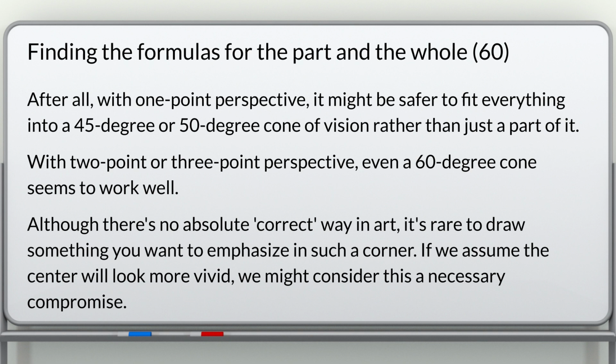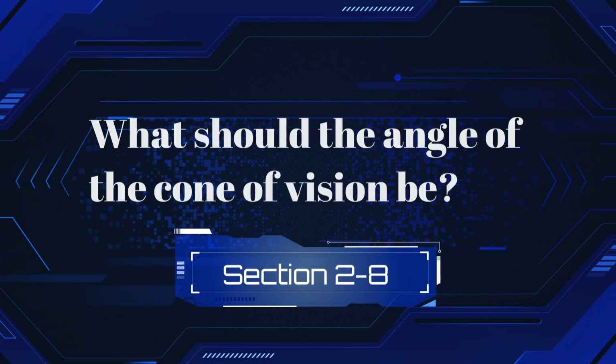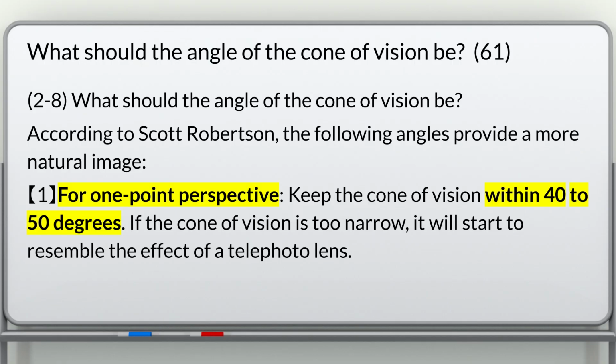With 2-point or 3-point perspective, even a 60-degree cone seems to work well. Although there's no absolute correct way in art, it's rare to draw something you want to emphasize in such a corner. If we assume the center will look more vivid, we might consider this a necessary compromise. I will explain what the angle of the cone of vision should be.